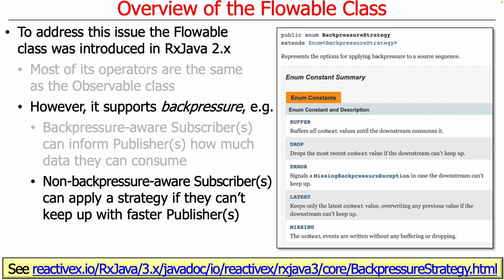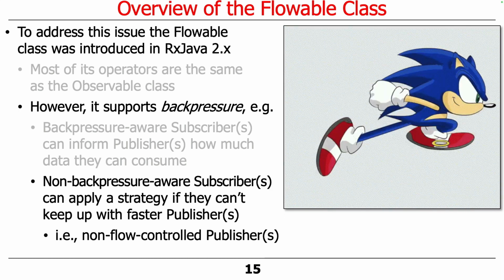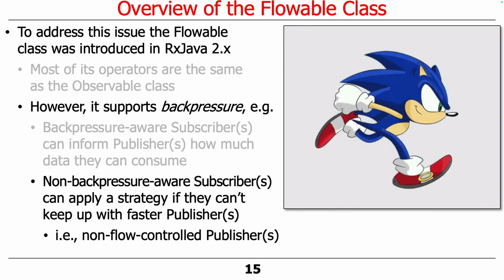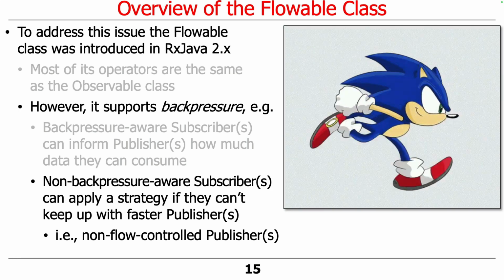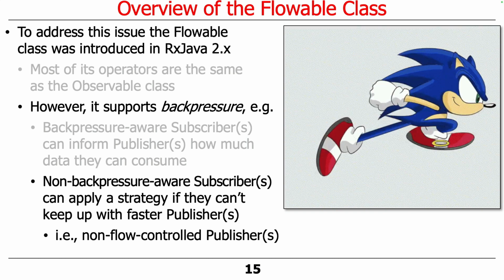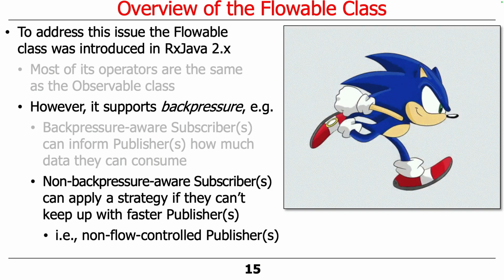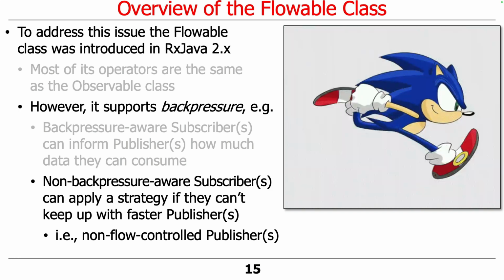And then missing, which says onNext events are written without any buffering or dropping. And I'm not really sure what that exactly does. That's another good question we should ask ChatGPT. What does missing do? So these strategies, these non-back pressure aware subscriber strategies, are designed for non-flow controlled publishers. So the publisher is still going to generate the events as fast as it can, like Sonic the Hedgehog racing around through the game. But the subscribers now have defined strategies for dealing with the case where the publisher is generating data too fast.